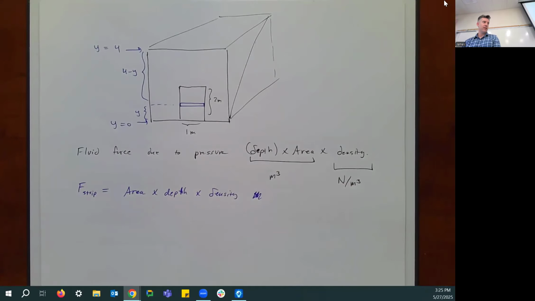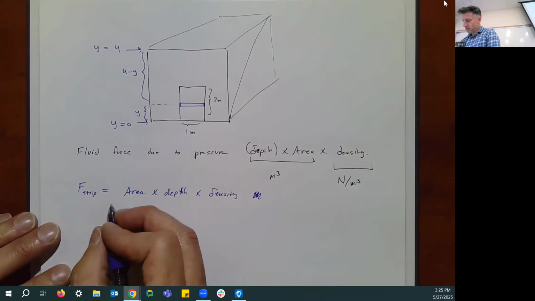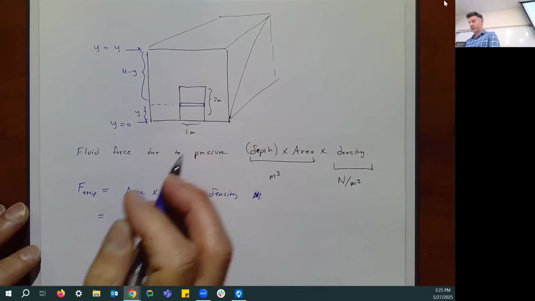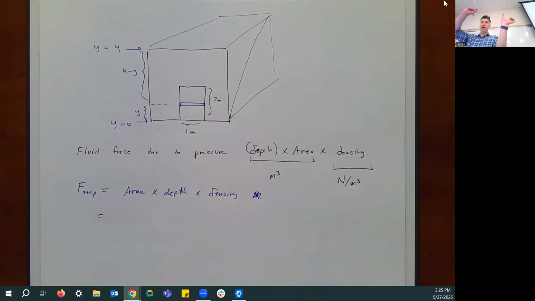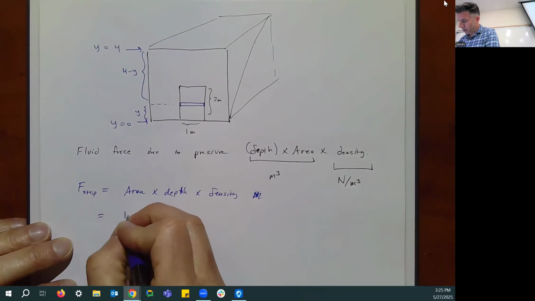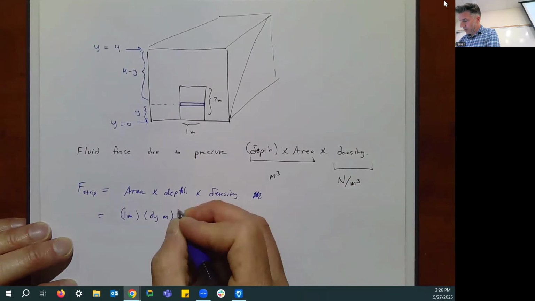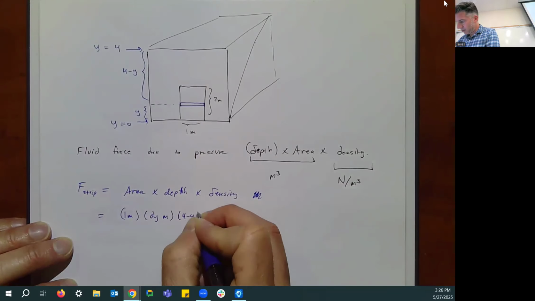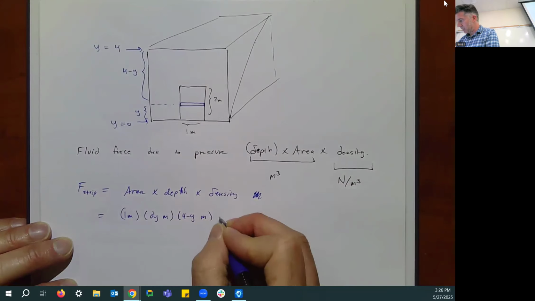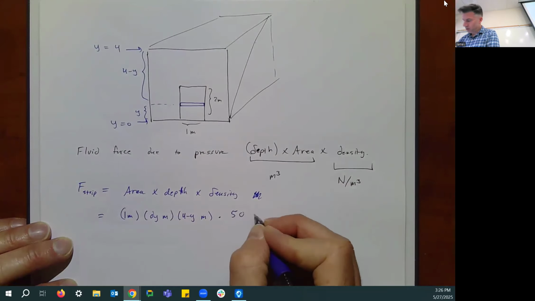Area times depth and density. All right. So the area of that strip is actually not terrible at all. It's 1 meter wide by dy meters high. So it's 1 meter times dy meters. The depth is 4 minus y meters. And the density is still 50 newtons per cubic meter.